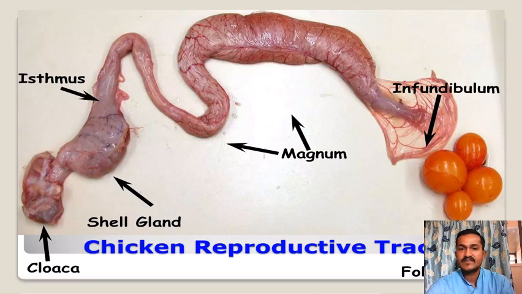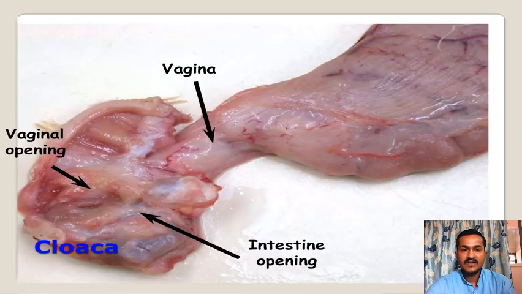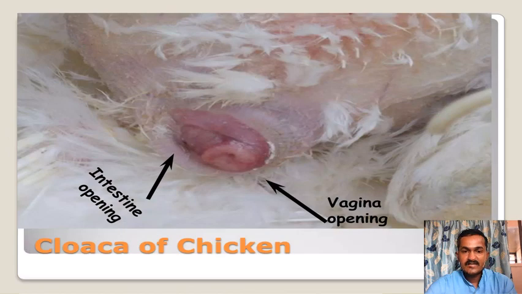Now let's see the next one. You can see that is the infundibulum, and that is the matured egg. Then next one, that is the vaginal region, and that is the intestinal opening, and that is the vaginal opening. From this vaginal opening, eggs are passed out, and that is the intestinal opening, known as the common opening, the cloaca. Understand? From the intestinal opening, fecal matter is passed, and that is the vaginal opening. Clear? Now, next one, you can see that is the anus, or cloaca, of the hen.